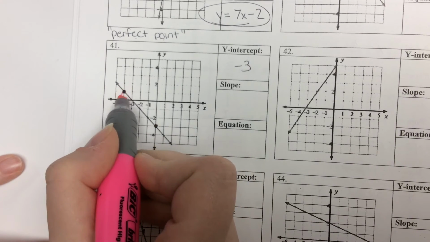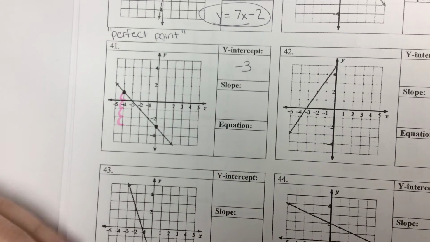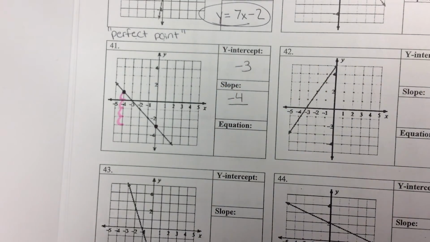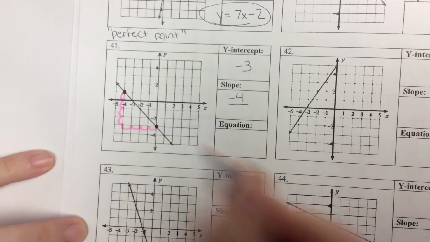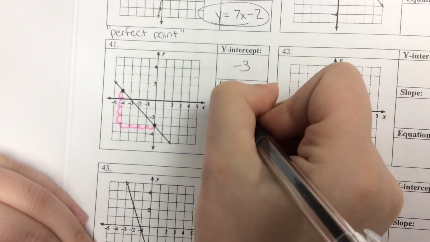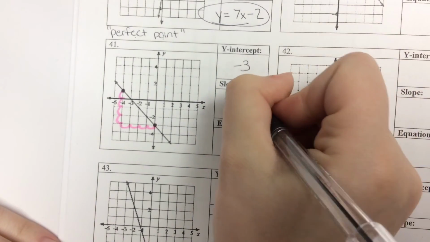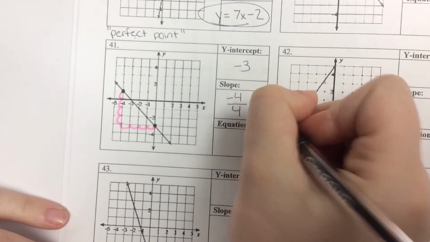Let's see. 1, 2, 3, 4. Down 4. Over. Let's see. What's our run? 1, 2, 3, 4. Negative 4 over 4. How can we reduce that fraction? It's going to be negative 1 over 1, or basically just negative 1.